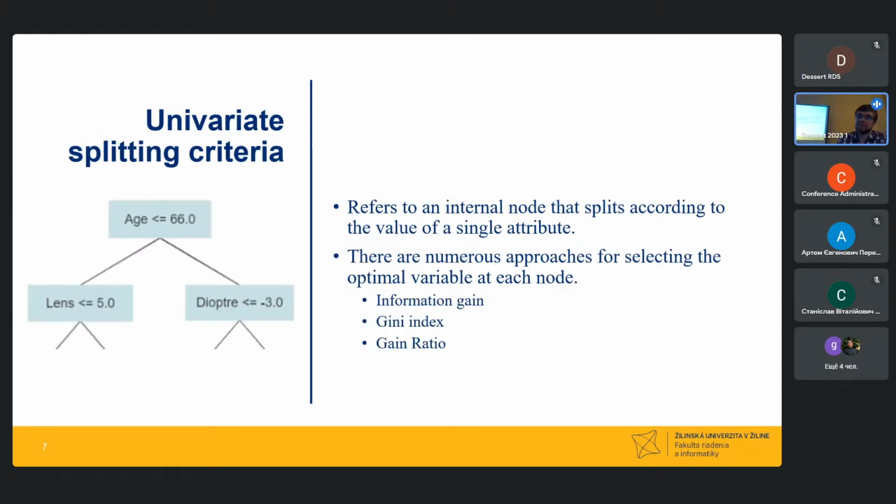But before we can build our tree, we first need to choose our univariate splitting criterion, and this refers to a criterion where tree is built based on the value of a single attribute, and there are also numerous approaches to select the optimal variable. For example, info gain, Gini index, or gain ratio. Those are most prominent in this area. And for the purpose of our work, we choose the Gini index.